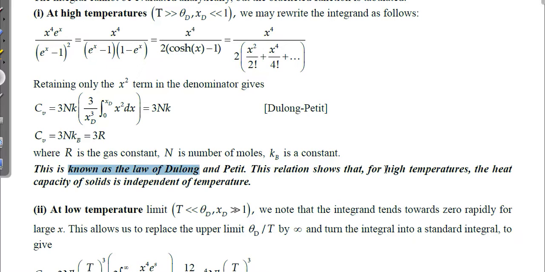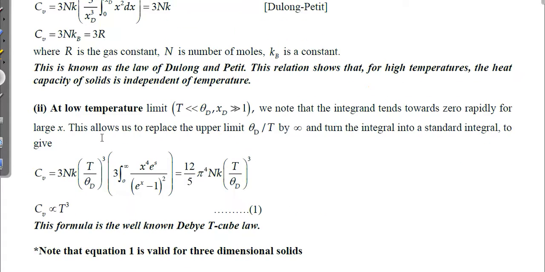This relation shows that at high temperature the heat capacity of a solid becomes independent of temperature. It does not depend on temperature at high temperature. But at low temperature, what will happen? This Cv will reduce to the formula 12/5 π⁴ nkB (T/θD)³. So you are seeing that Cv is directly proportional to T³.